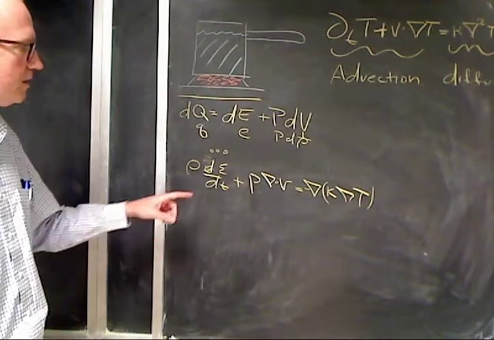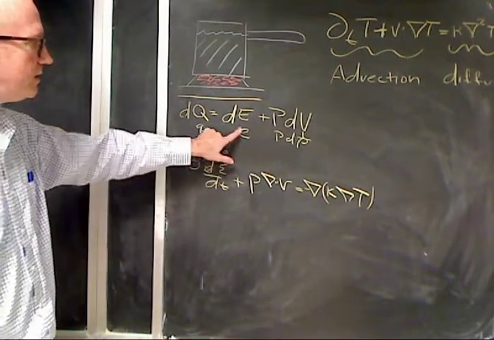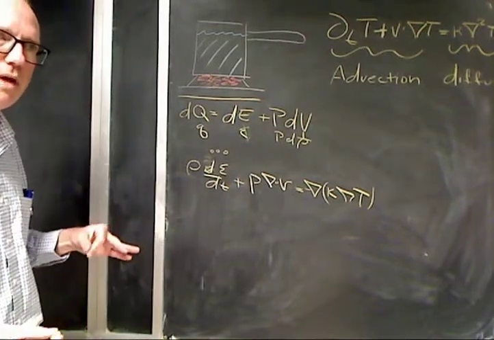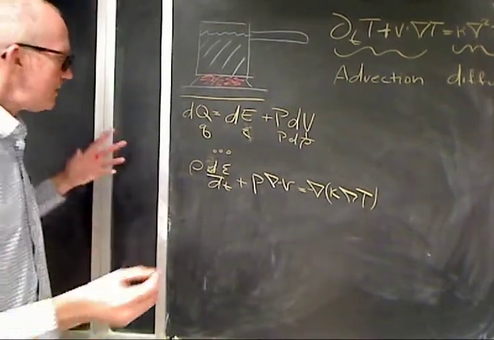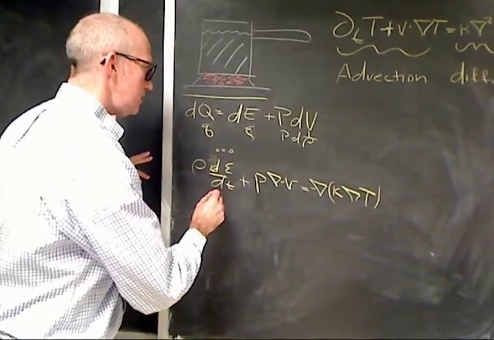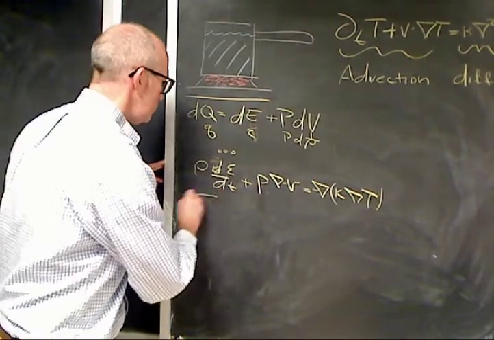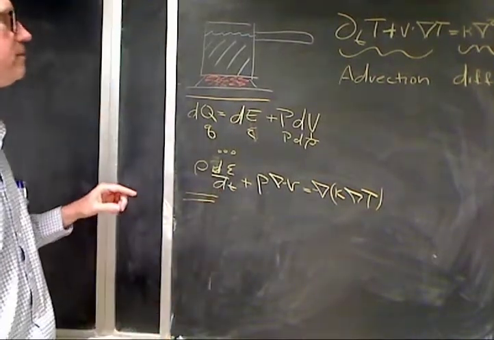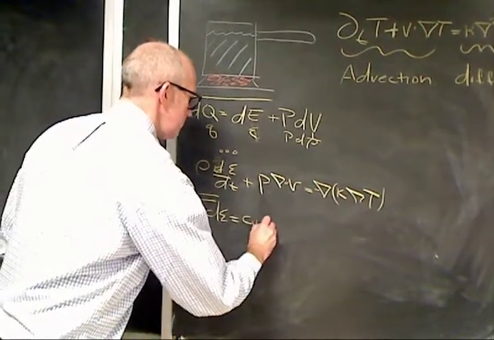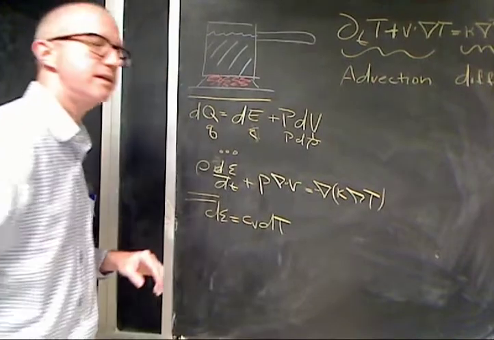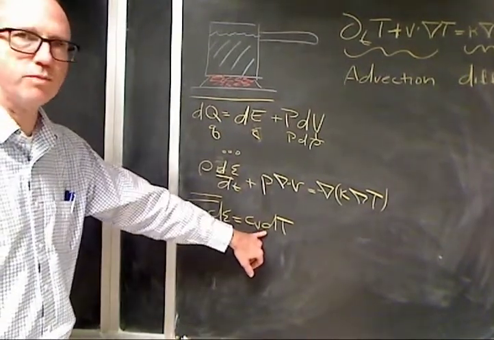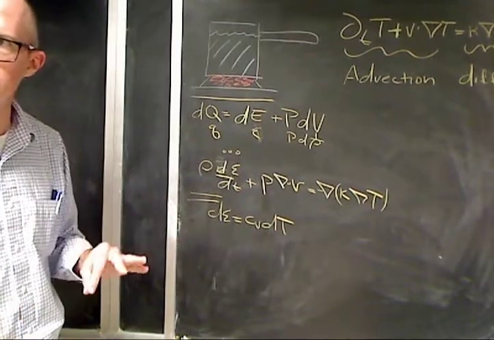What's the E? This is internal energy. That's this E. It's internal energy per unit mass. Now, I know that dE is just CV dT. So internal energy is just proportional to temperature.